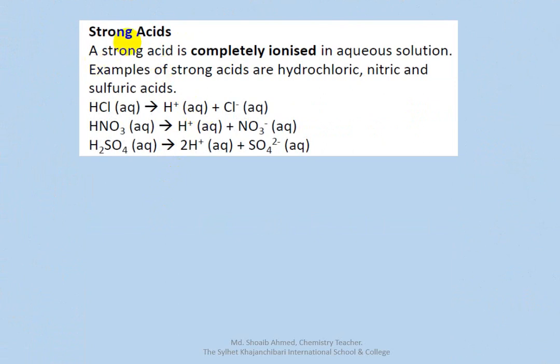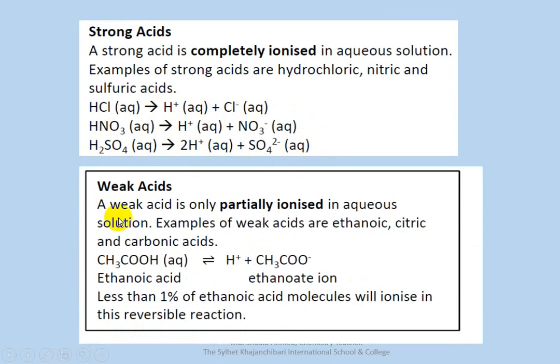A strong acid is completely ionized in aqueous solution. Examples of strong acids are hydrochloric acid, nitric acid, sulfuric acid. Look, HCl is completely ionized. The arrow direction is one direction. Nitric acid is completely ionized, sulfuric acid is completely ionized. And a weak acid is only partially ionized in aqueous solution, like ethanoic acid. Here it is partially ionized. Look, less than 1% of ethanoic acid molecules will ionize in this reversible reaction. So it is a weak acid, here partially ionized, like ethanoic acid.